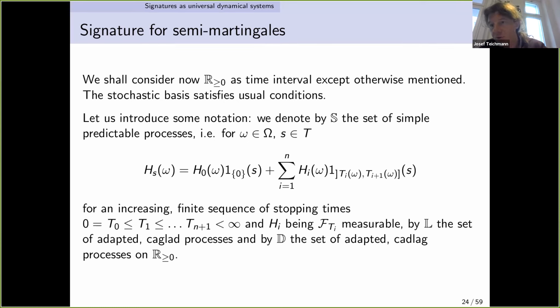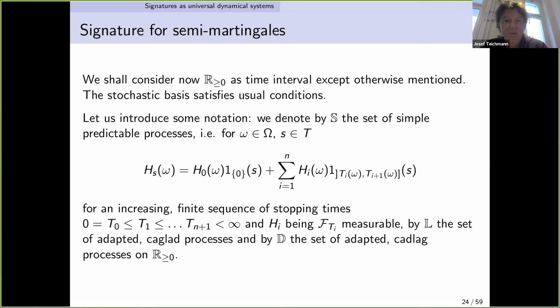Let me quickly introduce for you what the semi-martingale is, because it's a very beautiful theory to define, and then show you how signature can be defined for semi-martingales. Apparently, the previous reasoning does not apply because semi-martingales do not satisfy first-order calculus.